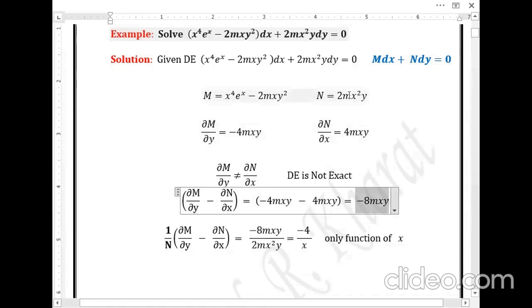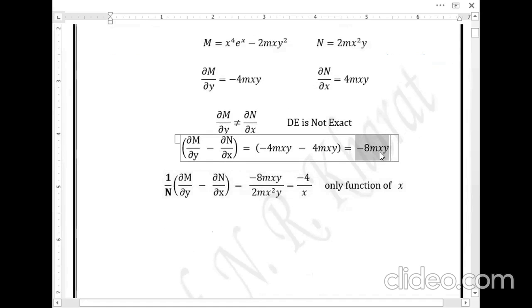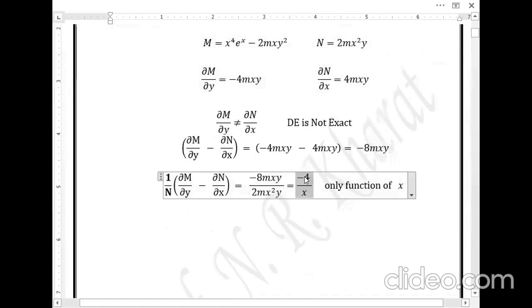In N, the single term is present, it's 2mx square y. This particular term means mxy is similar to mx square y. So we have to divide the given subtraction by N. After dividing, we got the subtraction minus 4 upon x. It is the only function of x.